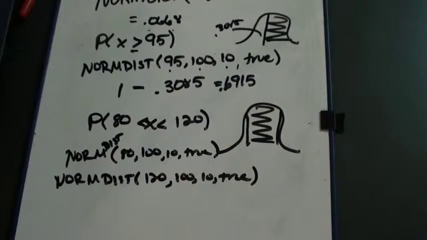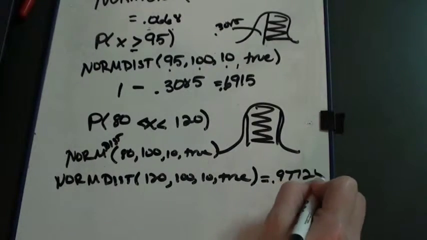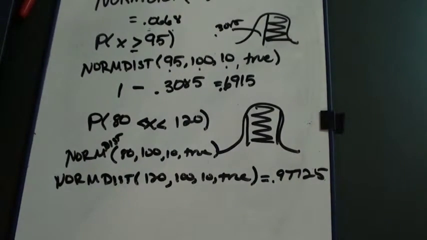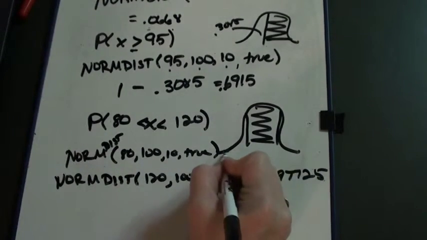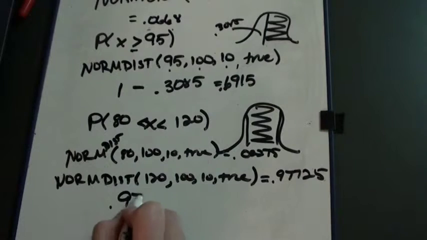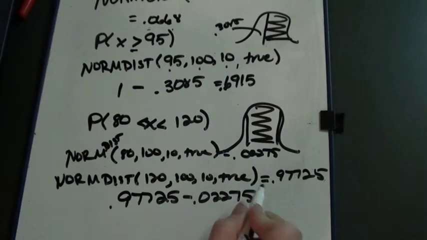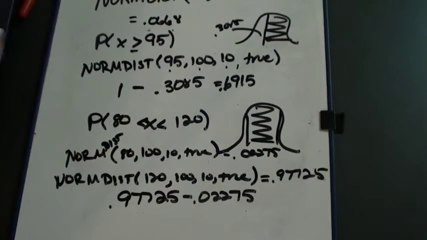So let me do that just real quick so you guys will have that in front of you. So if I do the 120 first, the bigger area, so when I do this for 120, I get 0.97725, and when I do the same thing for 80, I get 0.02275. And so to find the between, I'm going to subtract those two numbers, minus 0.02275.